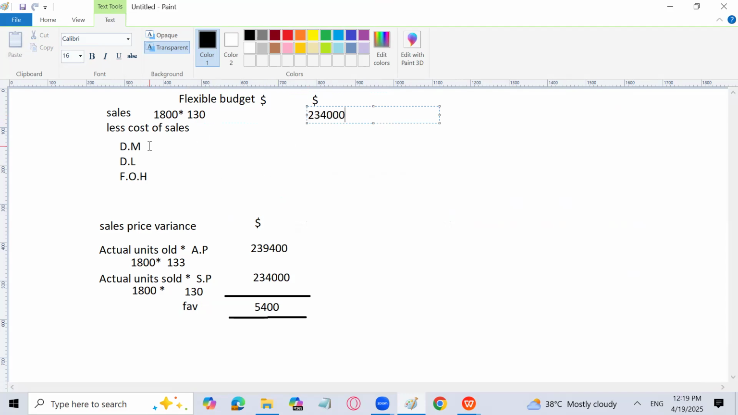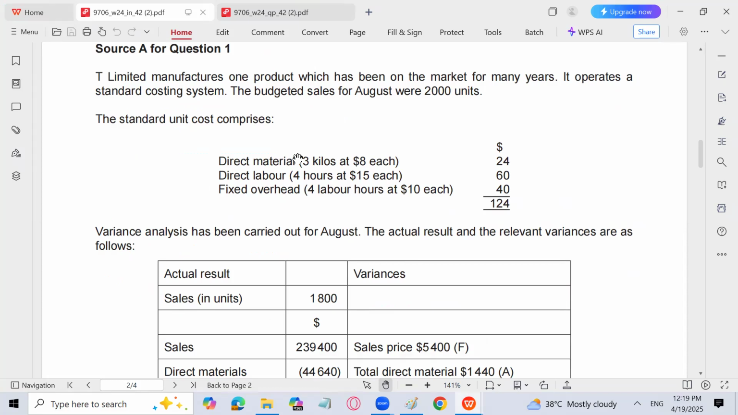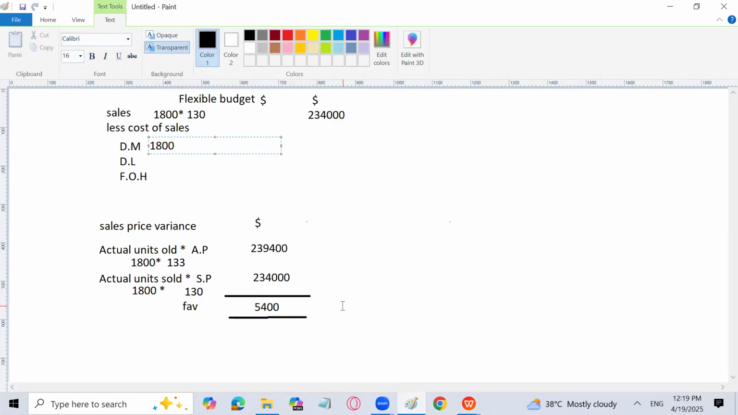Okay, now let's do cost of sales. Direct material is 1800 multiplied by the standard cost for material, 3 kilo at the rate of 8 per kilo. 1800 into 3 into 8. So let's multiply that. 1800 into 3 into 8. That is 43,200.